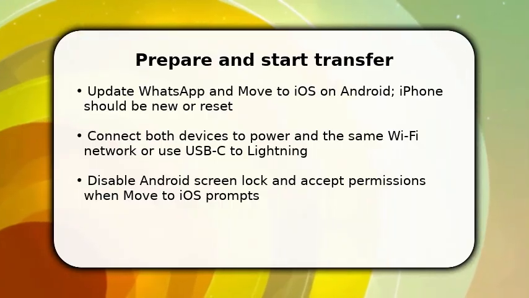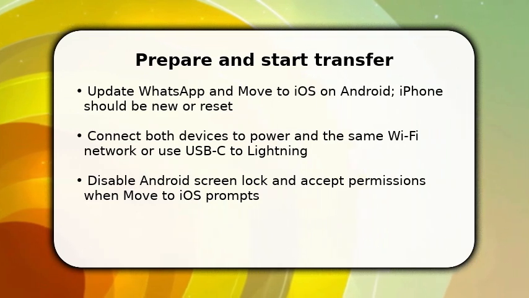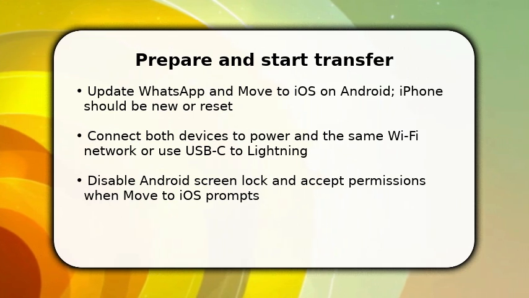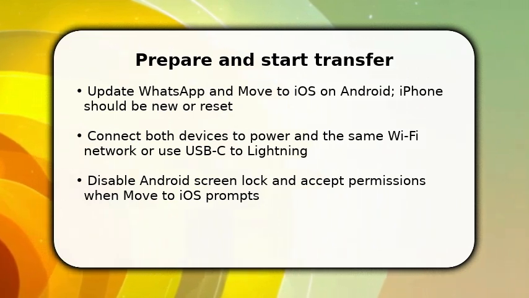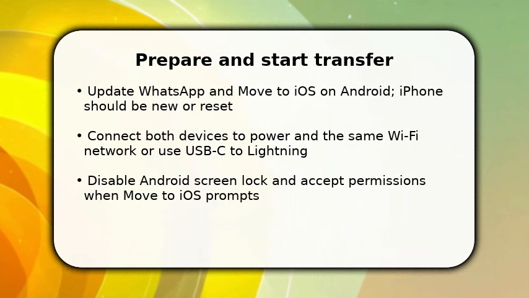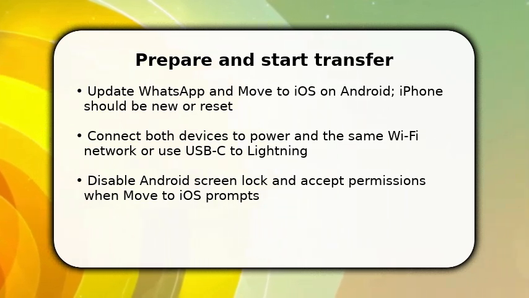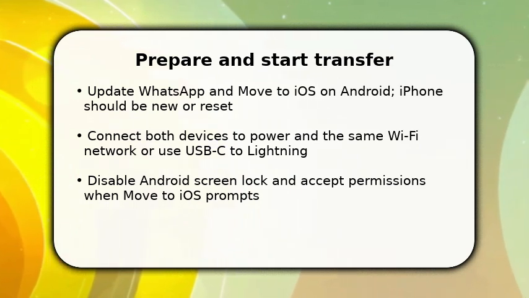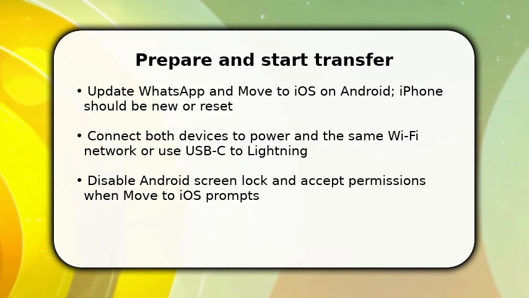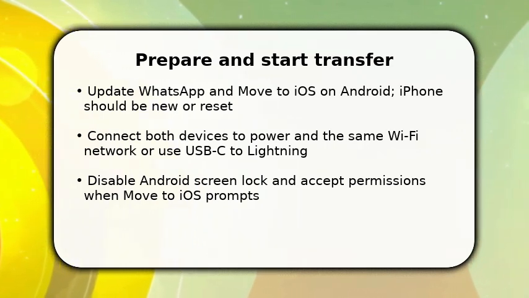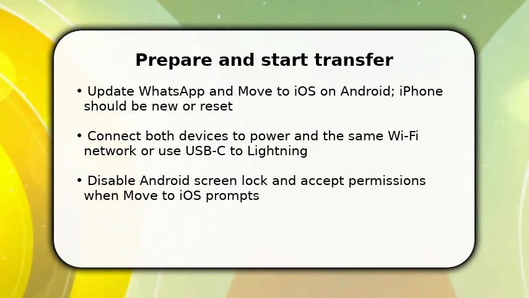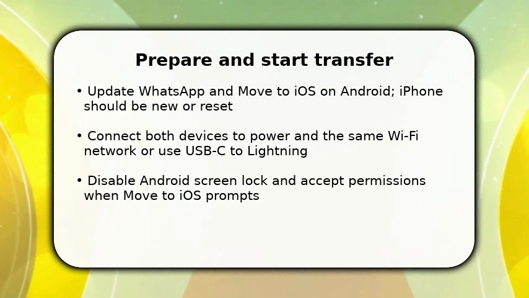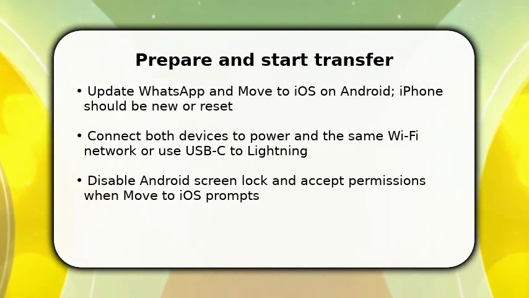You begin by getting essentials ready. Update WhatsApp and install Move to iOS on your Android, and make sure the iPhone is new or reset. Once done, plug both phones into power and put them on the same Wi-Fi network or connect them with a compatible cable. This prevents interruptions. Make sure you turn off any Android screen lock and grant all permissions when Move to iOS asks. Then open Move to iOS on Android and follow the on-screen code prompt to start the transfer.